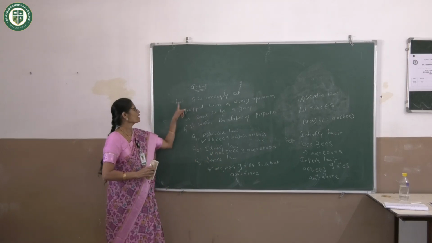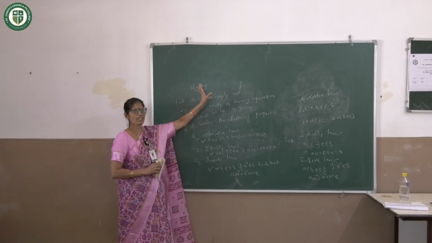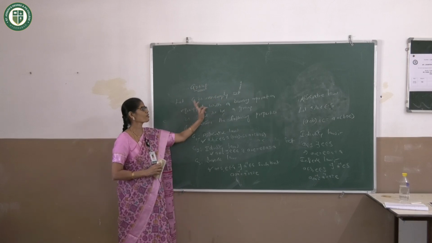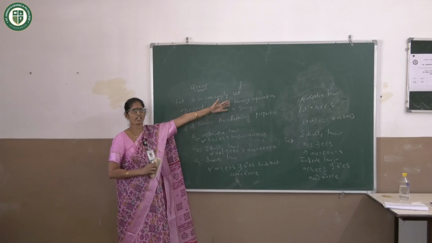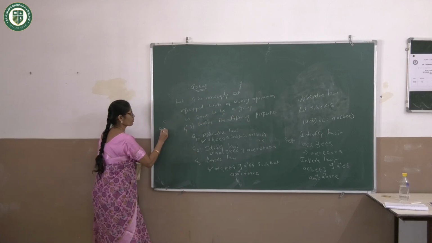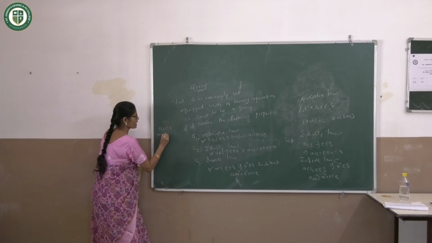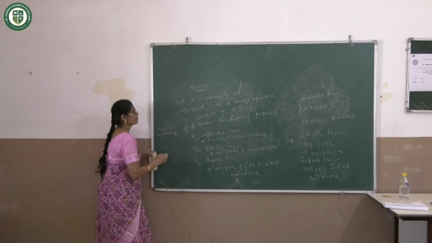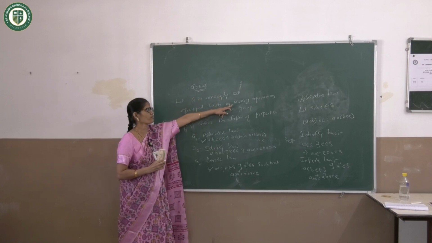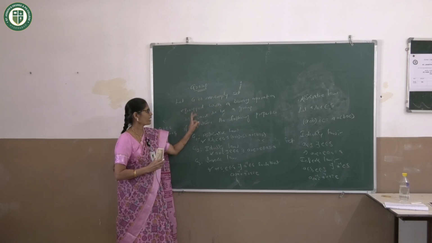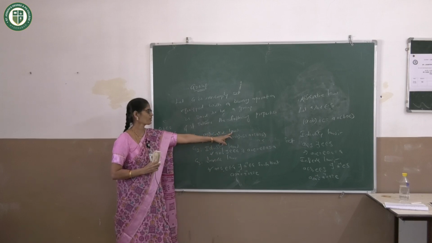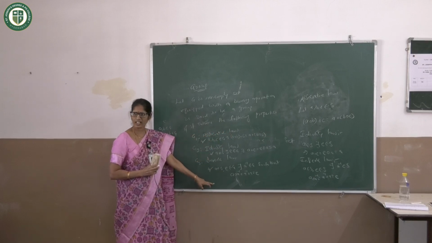Once again, let G be a non-empty set. Non-empty set means it contains at least one element. So G is a non-empty set equipped with a binary operation. Binary operation is nothing but the closure property. What is closure property? For all A, B belongs to G implies A circle B belongs to G. So let G be a non-empty set equipped with a binary operation, then it is said to be a group if it satisfies three properties: associative law, identity law, and inverse law.